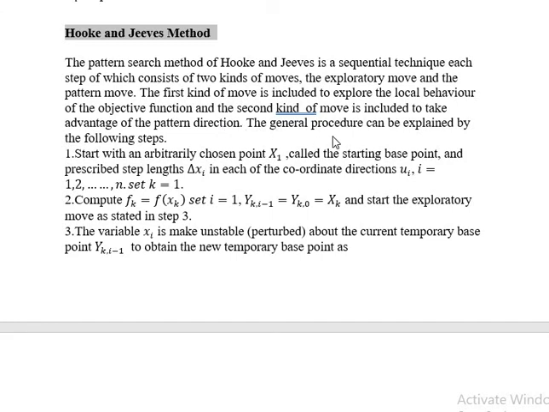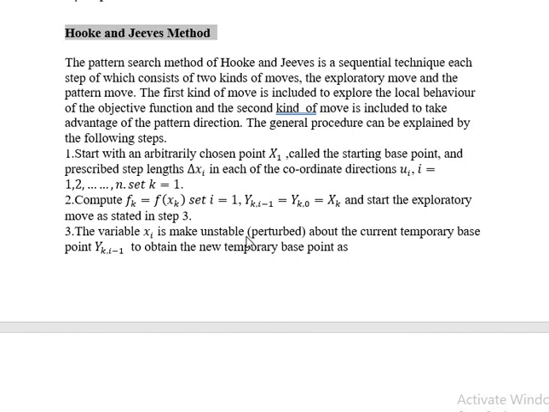The general procedure can be explained by the following steps. Step 1. Start with an arbitrarily chosen point x1 called the starting base point and the prescribed step length delta xi in each of the coordinate directions ui, i equal to 1, 2, 3, etc. Set k equal to 1. Second step, compute fk, that is f of xk. Set i equal to 1, then y(k,i-1), that is y(k,0), equal to xk. And start the exploratory move as stated in step 3.